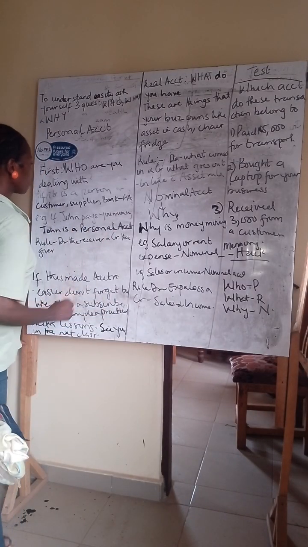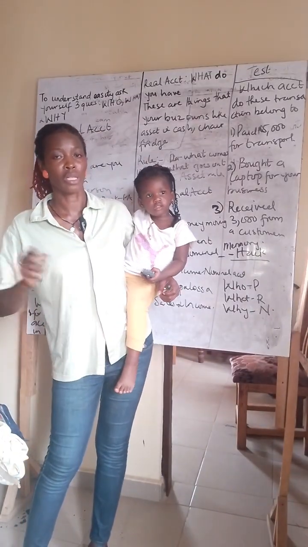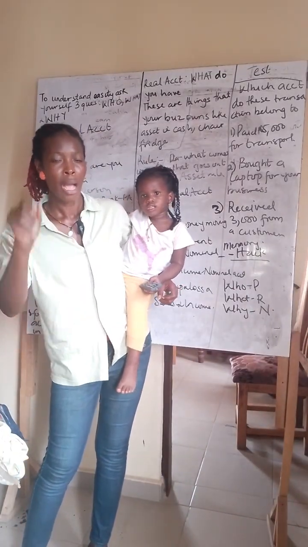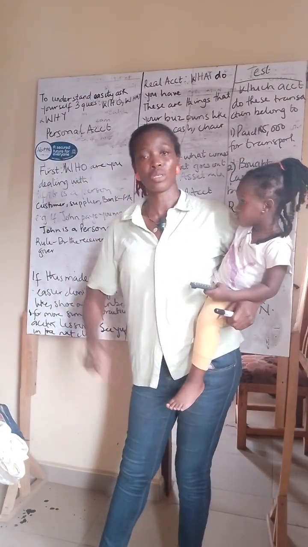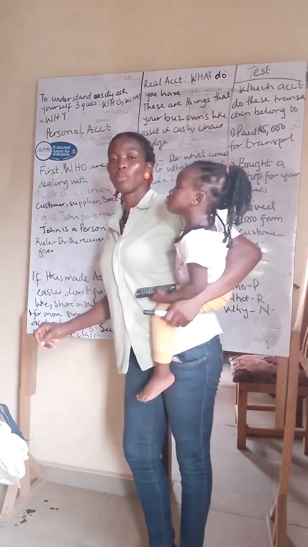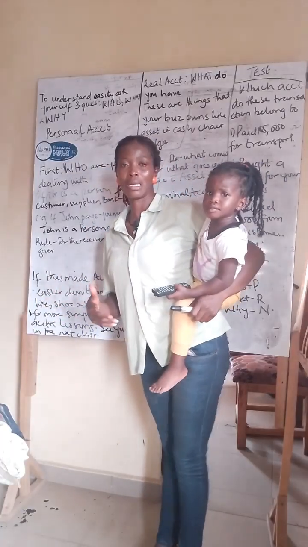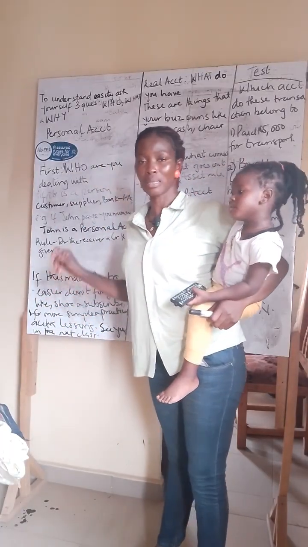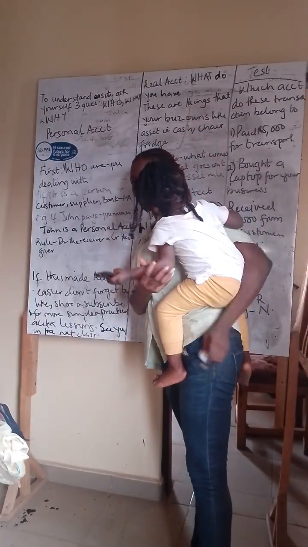Okay, Mr. John came to my popcorn shop and bought popcorn worth 2,000 naira, and he gave me 2,000 naira cash. By virtue of this transaction, this is an example of what? A personal account, because Mr. John is involved. Mr. John is a person. Are we together? So this is a personal account. Mr. John is a personal account example.